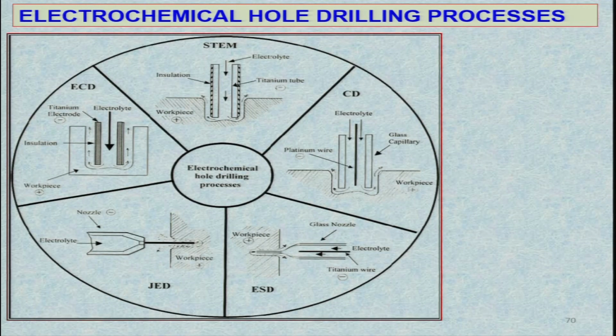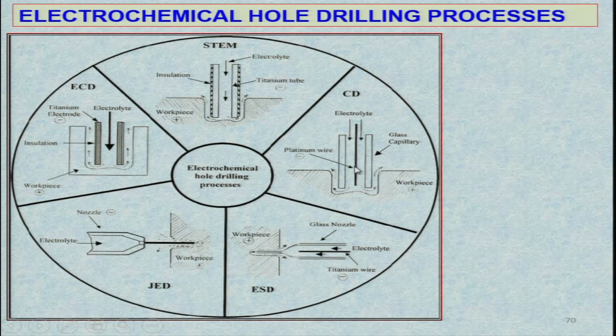So, there are various versions of electrochemical hole drilling processes. As you can see here, this process is known as shape tube electromachining. Here the tool has an insulation coating, and this is the hole inside the tool through which the electrolyte is coming out. Then you have this capillary drilling over there. This is the electrolyte coming over here.